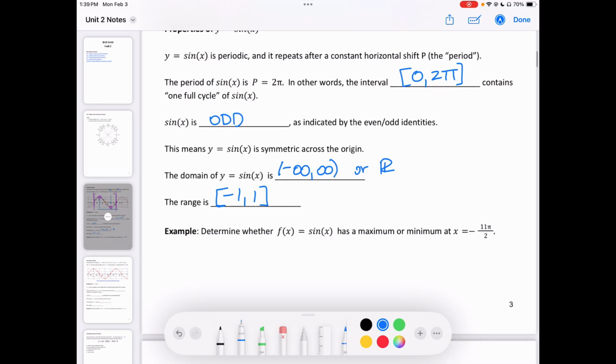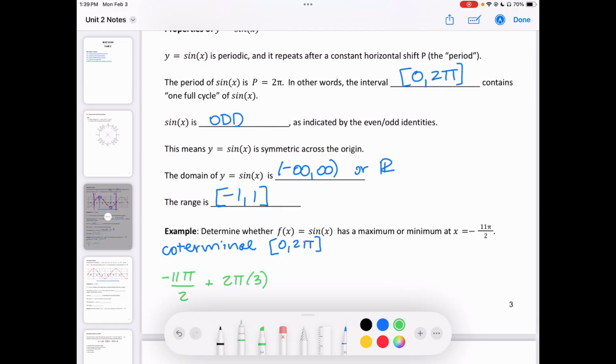Now let's take a look at this next example. Determine whether f of x equals sine of x has a maximum or a minimum at x equals -11 pi over 2. Essentially, what we need to do is figure out the coterminal angle between 0 and 2 pi. Since that is negative, I'll go ahead and add 2 pi as many times as I need. In this case, 3 times.